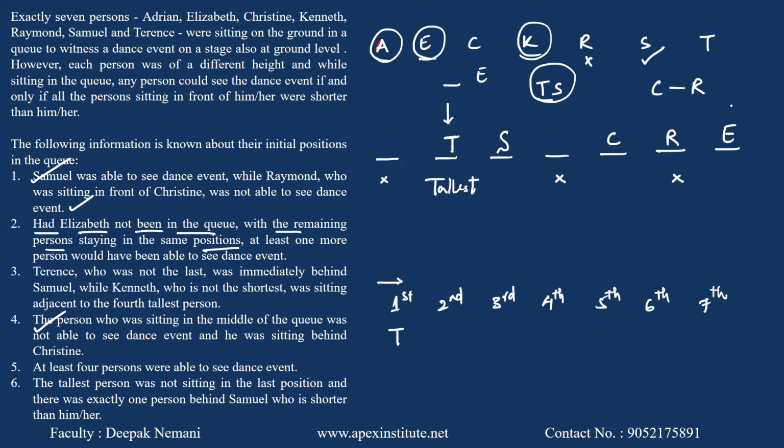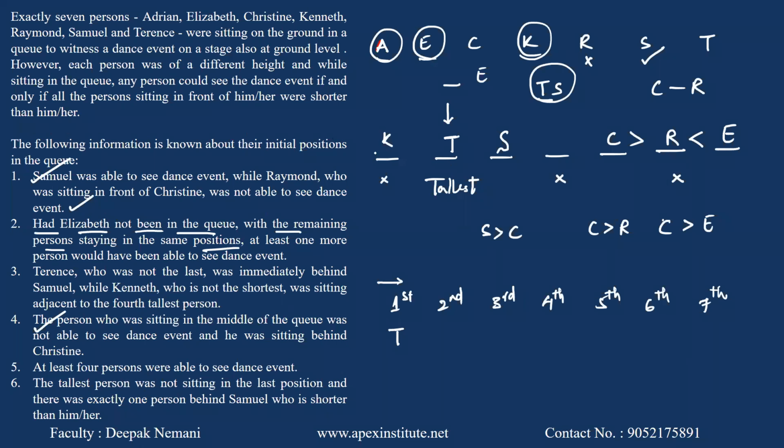Now, if Elizabeth is not here, then you can have R able to see the dance event. So Elizabeth should be here, and Elizabeth is taller than Raymond, and C is taller than Raymond, and C is taller than Elizabeth as well. So C is taller than Raymond, C is taller than Elizabeth, and S is taller than C as well. Clear? Now Kenneth, who is not the shortest, was sitting adjacent to the fourth tallest person.